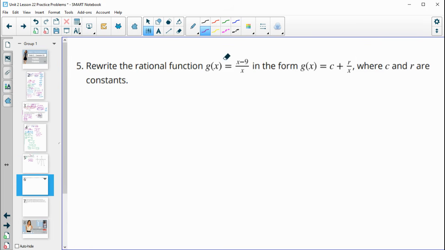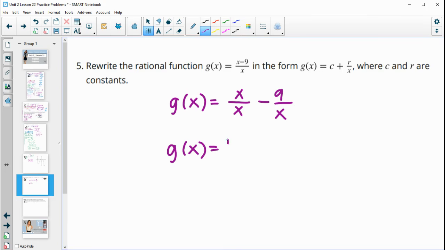Number 5, rewrite g of x in this form. So that's just going to be dividing each piece out. So g of x, we're going to take the x divided by the bottom x, and we're going to take the negative 9 divided by the bottom x, and then we'll simplify. So x divided by x is 1, and then we just have that negative 9 over x.